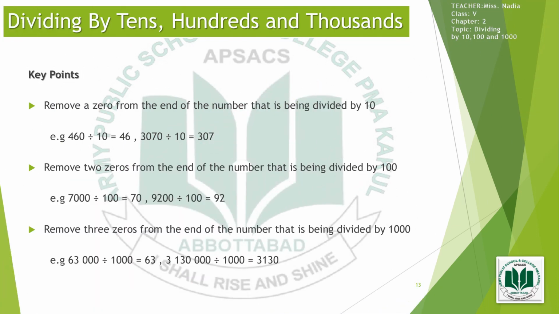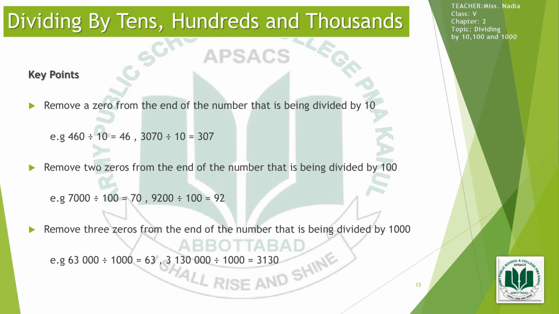So the key points are: remove 1 zero from the end of the number that is being divided by 10. For example, 460 divided by 10 is 46 and 3070 divided by 10 is 307. And when a number is divided by 100, remove 2 zeros from the end of the number. For example, 7000 divided by 100 is 70 and 9200 divided by 100 is 92.